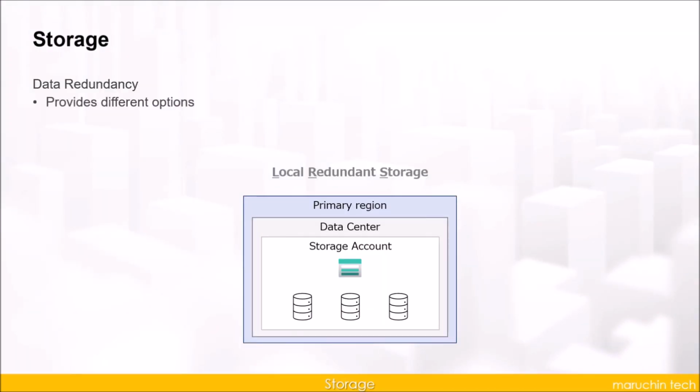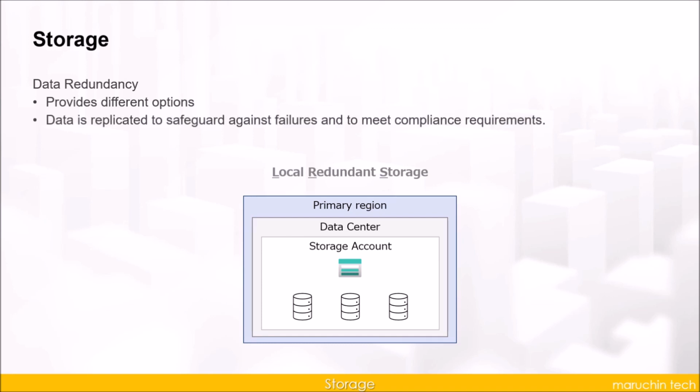Azure Storage provides different options for data redundancy, which ensures your data is replicated to safeguard against unexpected hardware failure and to meet compliance requirements. I'm going to introduce each option. Firstly, locally redundant storage, or LRS, replicates your storage account 3 times within a single data center in the primary region. This is the simplest redundancy option.